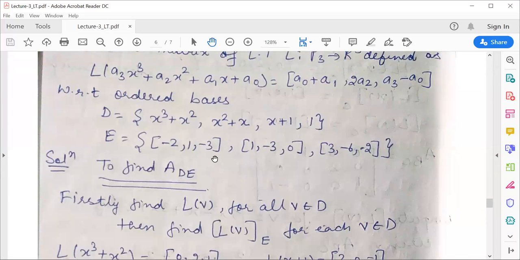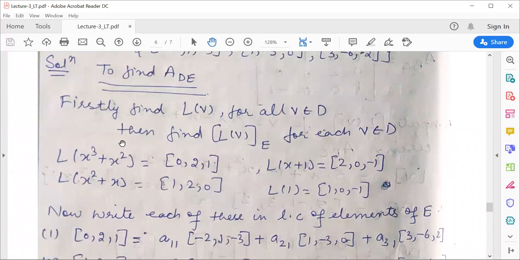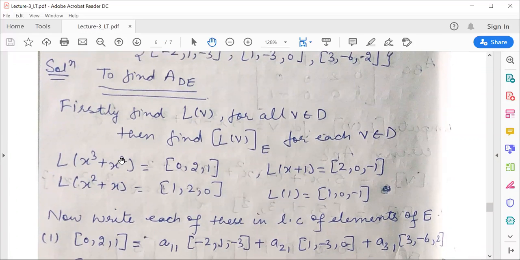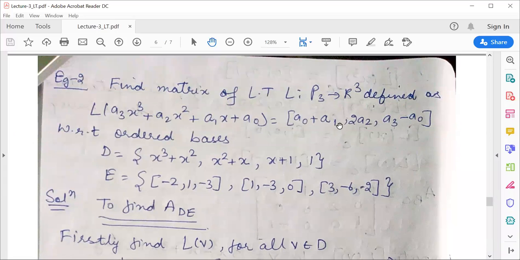So the very first thing we will do is find the image of each and every element of D. Means firstly find L of V for all V belonging to D. And then lastly, we will calculate the coordinate vector of each of these elements with respect to the ordered basis E. So calculating L of V for each and every element of your basis D. Here you can see the basis D consists of x cube plus x square plus x plus 1 and 1. Calculating the images of these elements under the linear transformation L as it is defined in the question.